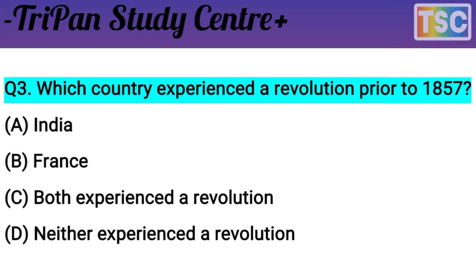The one important point here: France experienced a revolution prior to 1857. The condition of France led to a revolution that brought about an invisible change in the country. It means the answer here is B, France. France is the country that had a revolution prior to 1857. That's an important answer. Option B is correct. Let's see the next question here.